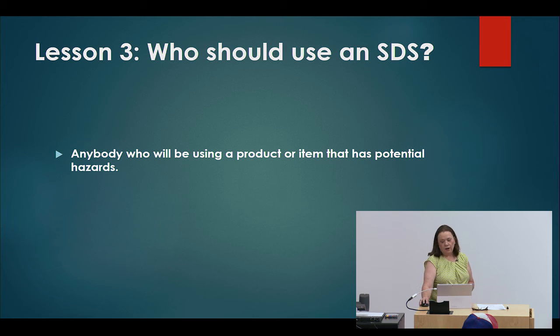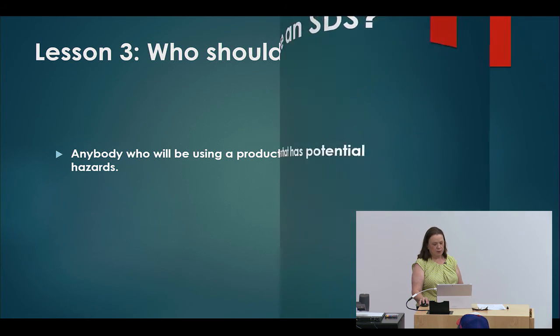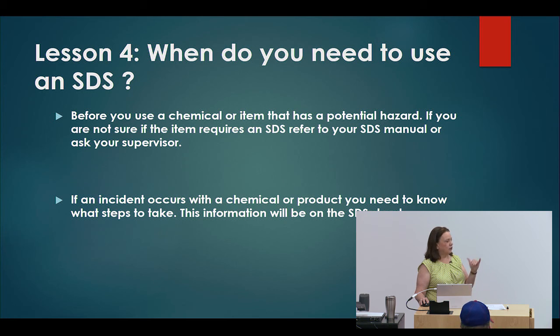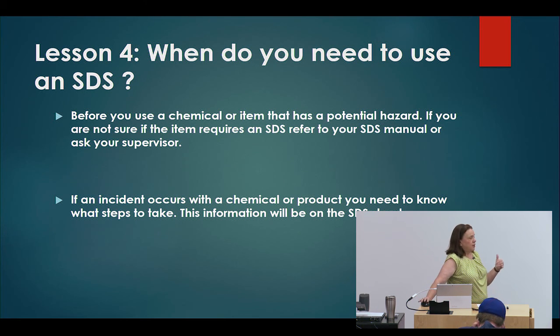So they are really, really important, and everybody should be familiar with them. When do you need to use an SDS? Before you use a chemical or item that has a potential hazard. So before using any chemical that you've never used before, that you've never read the safety data sheet on, you need to be looking for it, reading it, learning about the product, learning what to do if there's a spill, learning the first aid about it, and what PPE you should be wearing before you use that product.